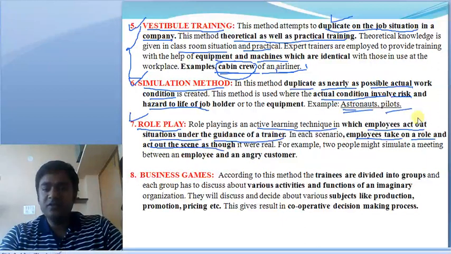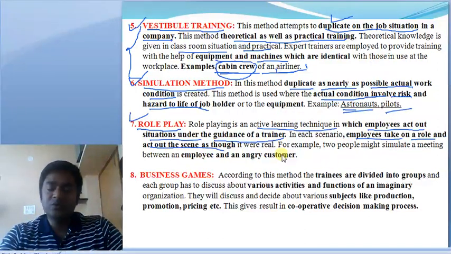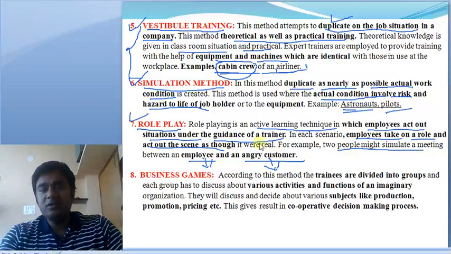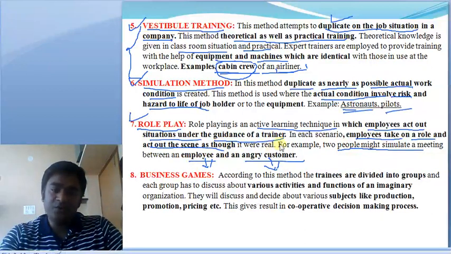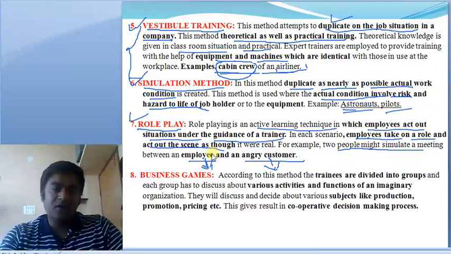Here the trainer will create a situation and assign different roles to the trainees. For example, two might simulate a meeting between an employee and an angry customer. One trainee has to become the employee, the other trainee has to become the angry customer. The interaction between these two is observed, and how the trainee acting as the employee handles the angry customer is very important.